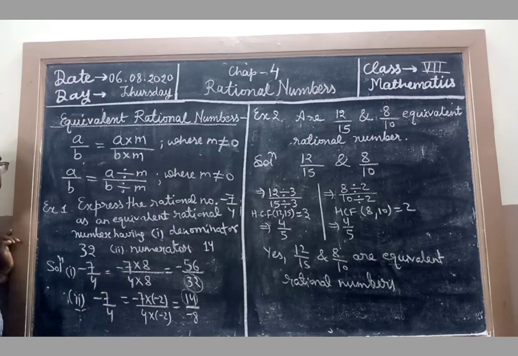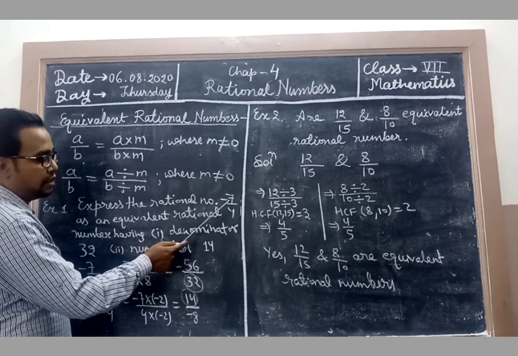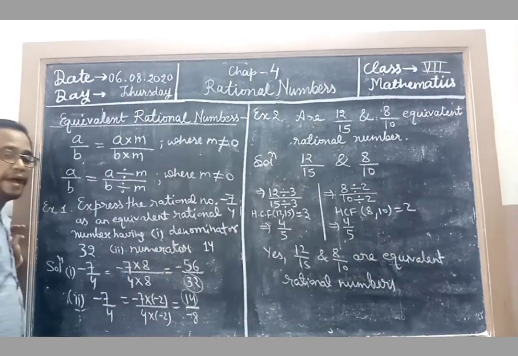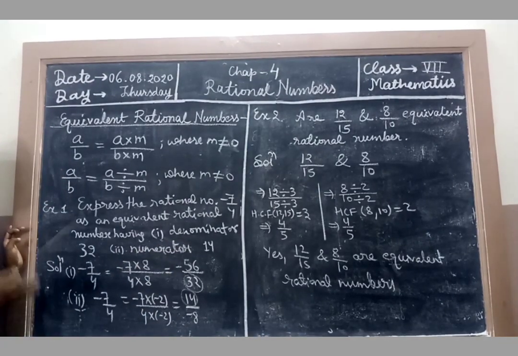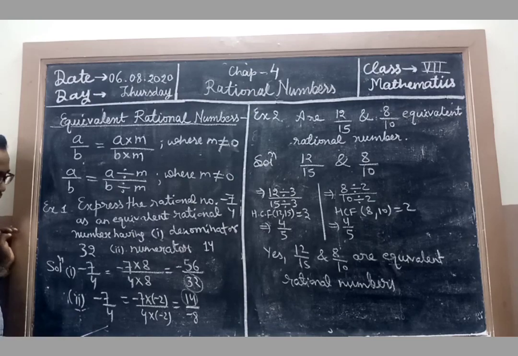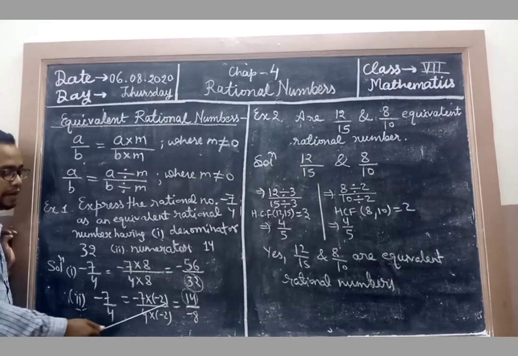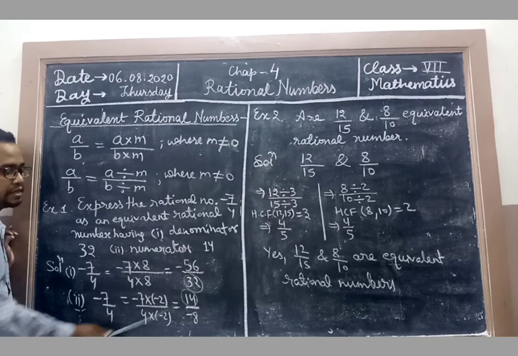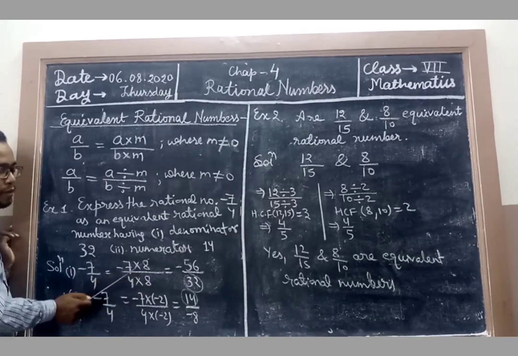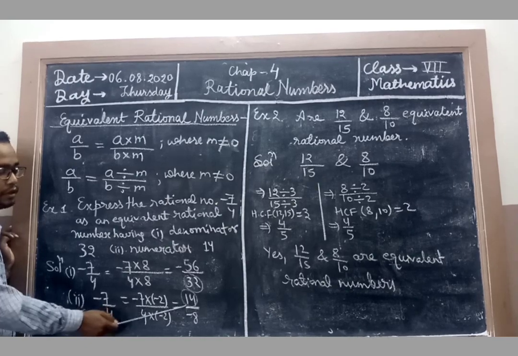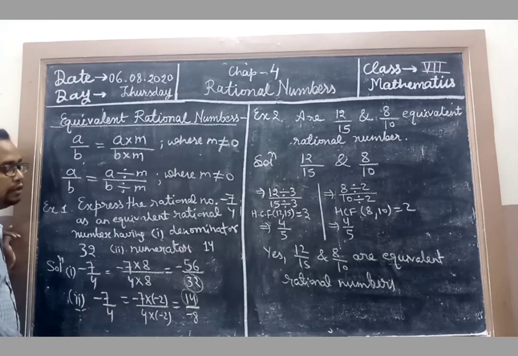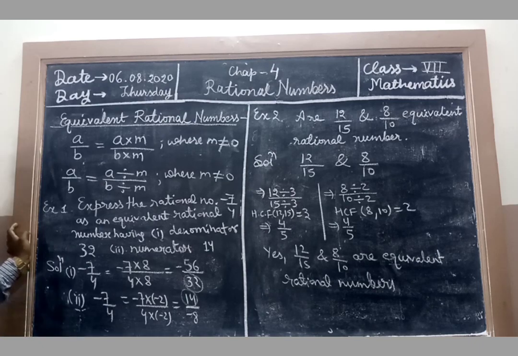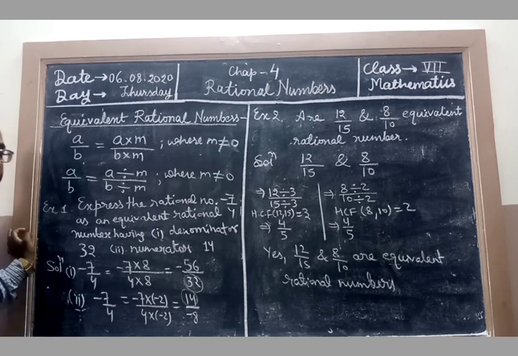Second, numerator 14. The numerator here is minus 7. So for getting 14, we multiply minus 7 by minus 2. Minus into minus is plus, 7 into 2 is 14. So minus 7 by 4 becomes minus 7 into minus 2 upon 4 into minus 2, that is 14 by minus 8. And our requirement is numerator 14, so it is completed. So in this manner, we will change the given rational number into an equivalent rational number.